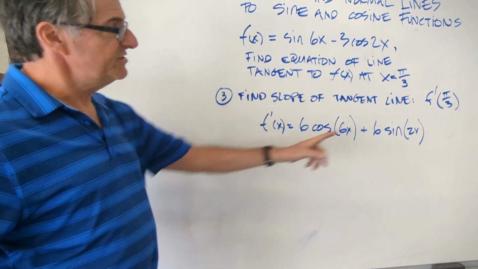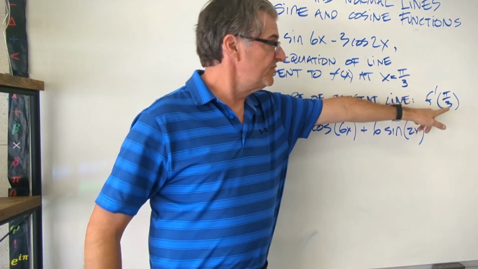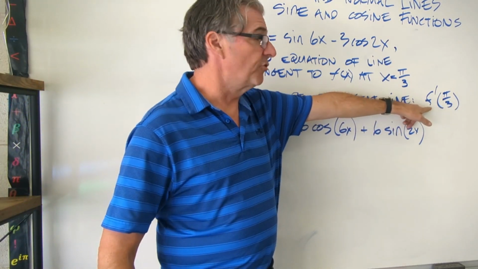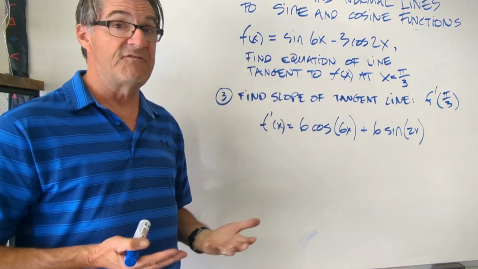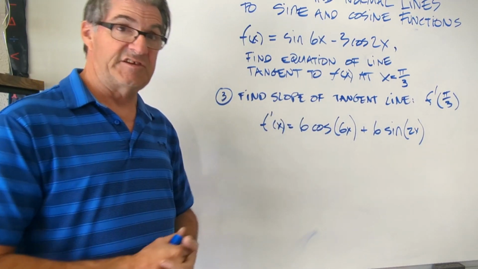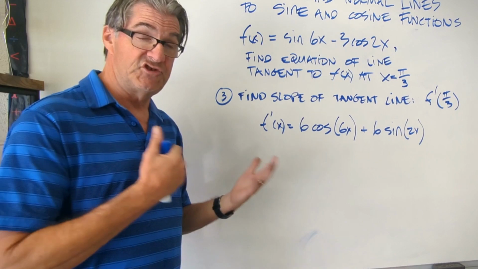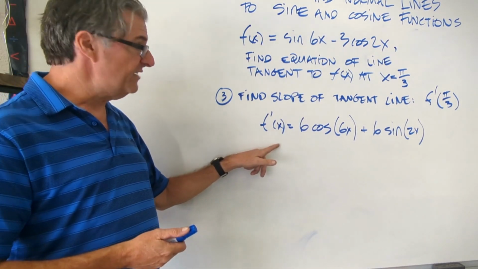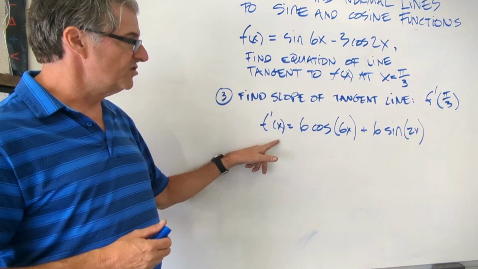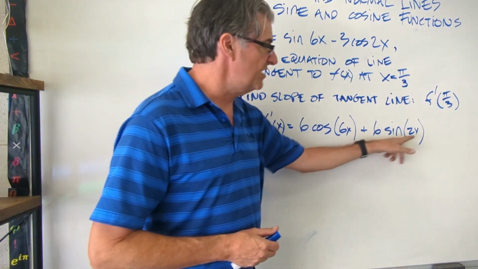So what that means is take f prime. We put the x coordinate into the derivative function, and that will give us the slope. That's what the derivative function does for us. It gives us the slopes of tangent lines, or the rate of change at that point. So I've copied for you from our last board the derivative function, 6 cosine 6x plus 6 sine 2x.